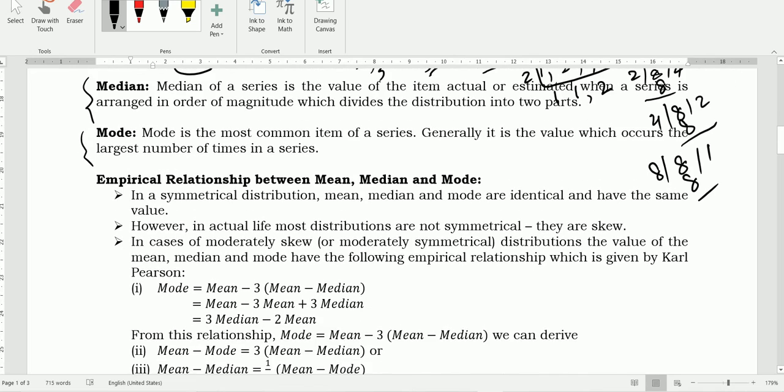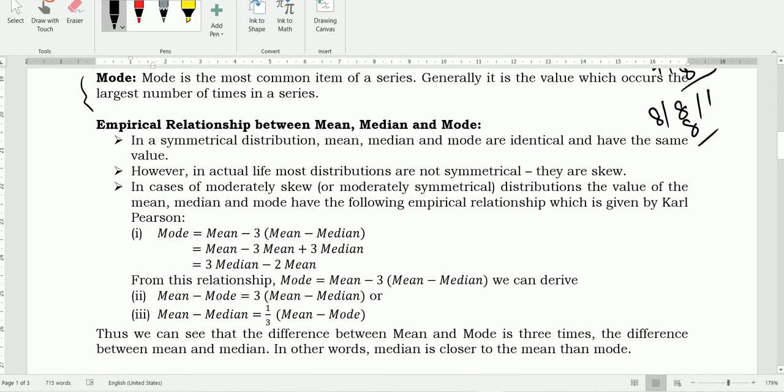And next, let us see the empirical relationship between mean, median, and mode. Let us read about the relationship between mean, median, and mode. In a symmetrical distribution, mean, median, and mode are identical and have the same value. If we represent a symmetrical distribution graphically, this is the case of symmetry.